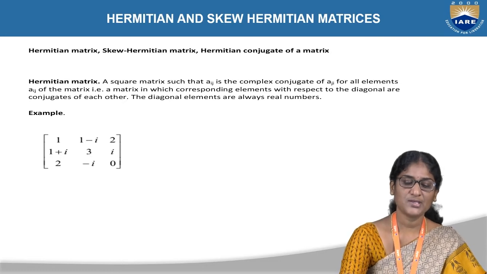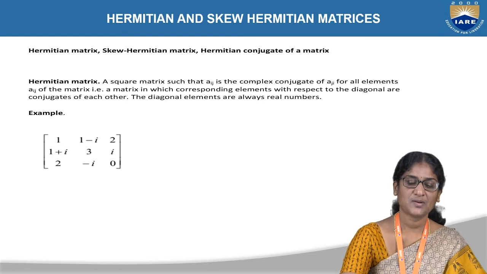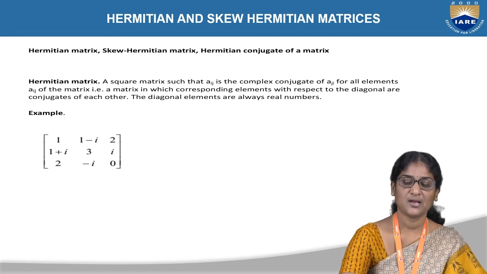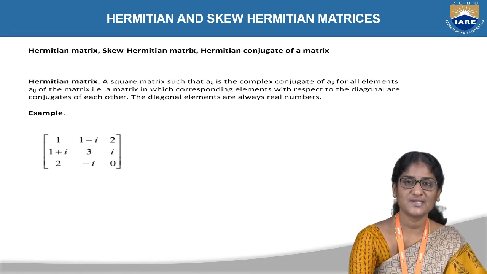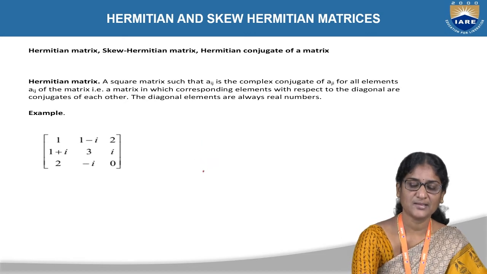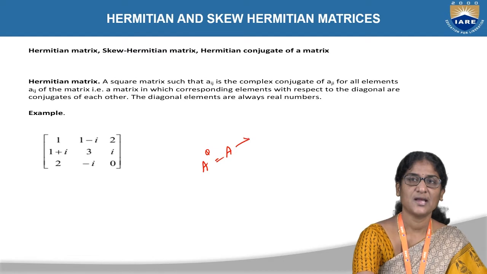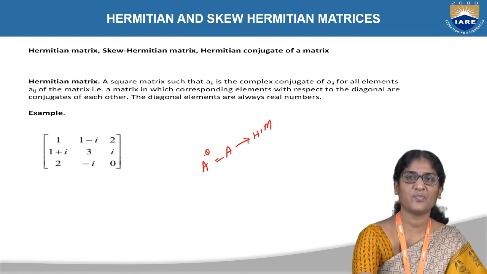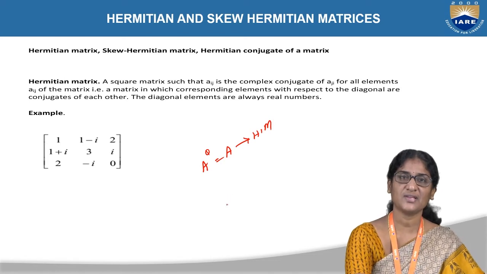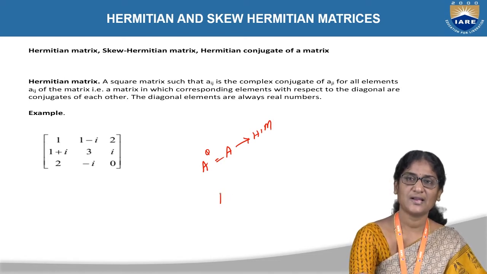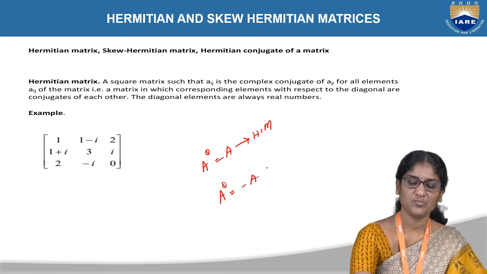Right? And going to the problems on Hermitian matrix and skew Hermitian matrix, we have already discussed, when A bar theta, that is A to the power of theta, is equal to A, we call it a Hermitian matrix. What is A to the power of theta? A to the power of theta is equal to A bar transpose, and if A to the power of theta is equal to minus A, we call it a skew Hermitian matrix.